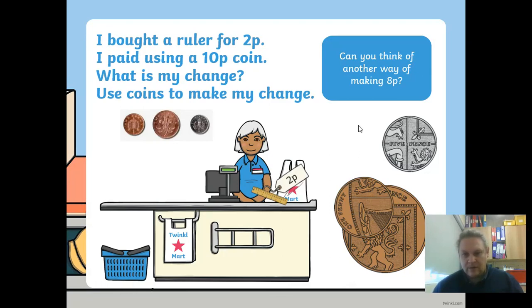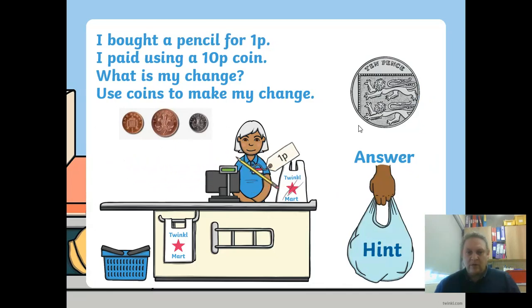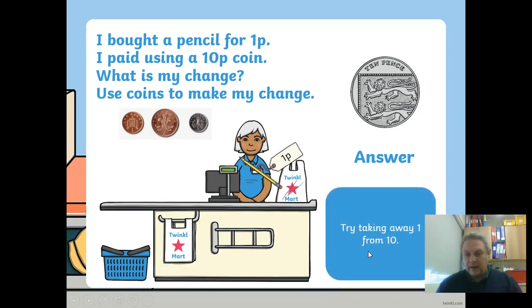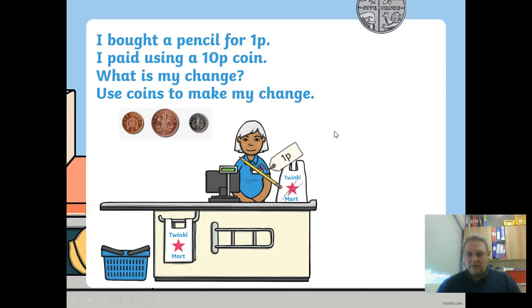Now have a think of this next one for yourself. How would we do this? We're buying a pencil for 1p. We're paying with a 10p piece. What do we need to do? Let's have a look at our hint. Take away the 1 from 10. 10, 9. How do we make up 9p with these coins? 5, 6, 7, 8, 9. So we'd have 2 2p pieces and the 5p piece. Let's have a look at our answer.